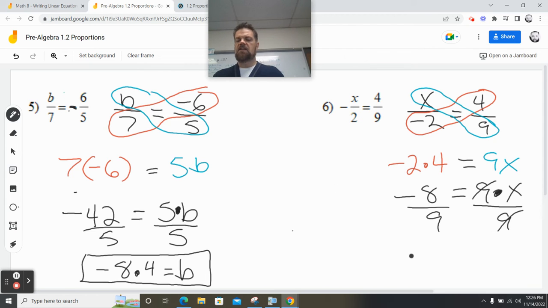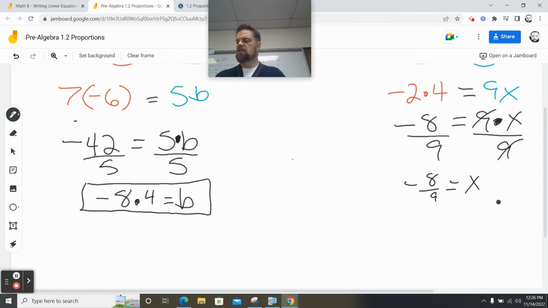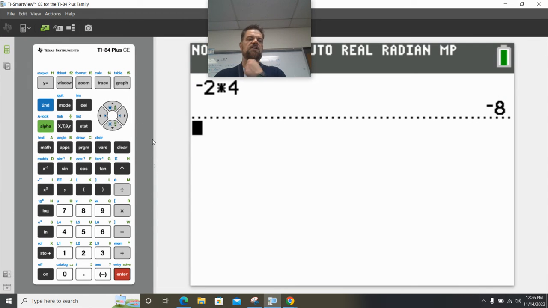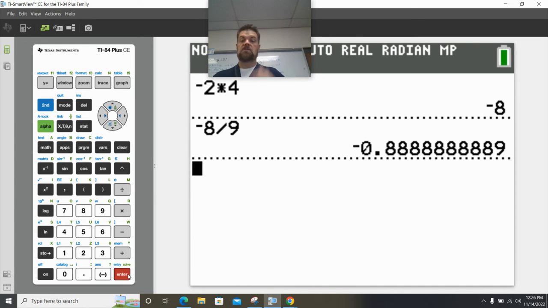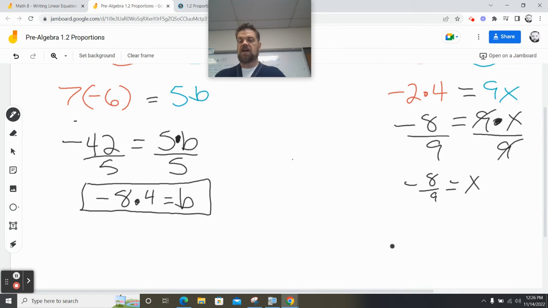So I've got negative 8 over 9 is equal to x. Am I done? No. What do I need to do? Yeah, I'm supposed to convert it to a decimal. So I've got -8 divided by 9. Yeah, so we got a repeating decimal. And so I've got -0.888, and that just goes on forever, equals x.